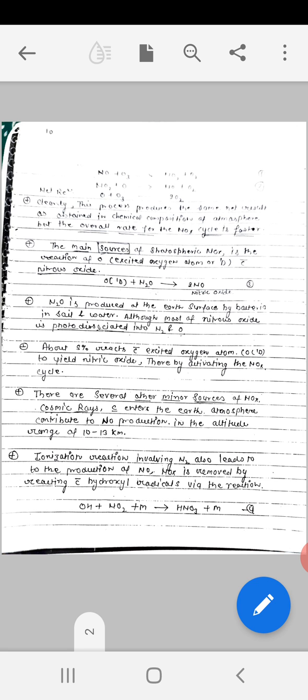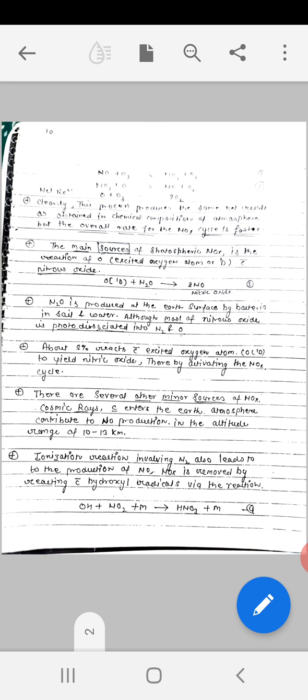The main source of stratospheric NOx is the reaction of excited oxygen atom in the 1D state with nitrous oxide. In the next reaction, number 3, O(1D) represents the excited state. Oxygen in the 1D state reacts with N2O to form 2 nitric oxides. N2O is produced at Earth's surface by bacteria in soil and water. Although most of the nitrous oxide is photodissociated into nitrogen and oxygen, about 5% reacts with excited oxygen atom O(1D) to yield nitric oxide, thereby activating the NOx cycle.